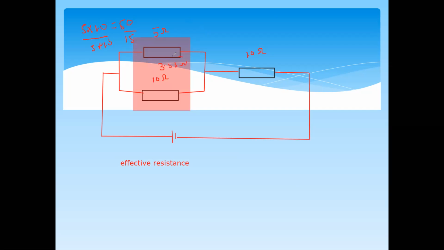And this whole component is connected next to a 10 ohm resistor. So 10 plus 3.33, this is 10 ohm. So 3.33 plus 10 is equal to 13.33.